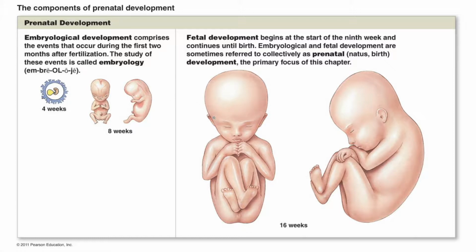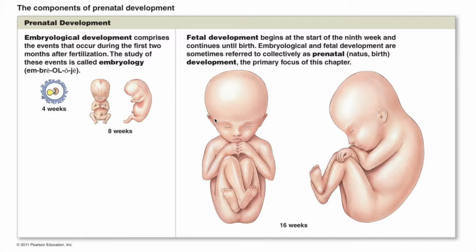Fetal development begins at the start of week 9, and that continues until birth. The time spent in prenatal development is known as gestation, and gestation is divided into 3 trimesters.